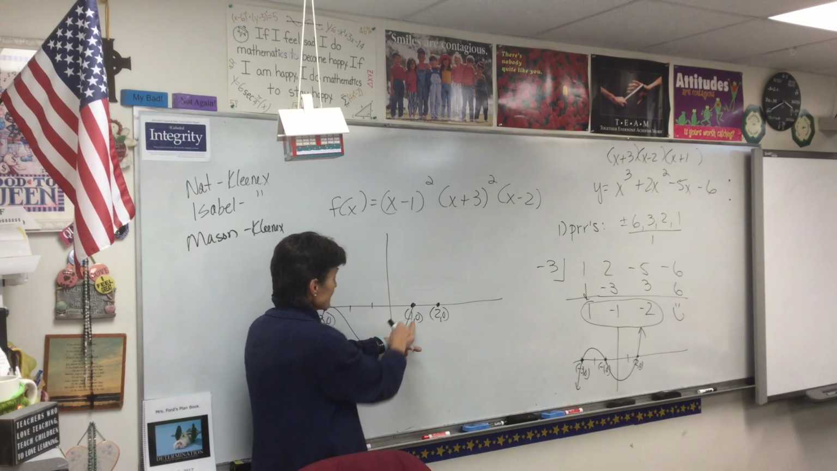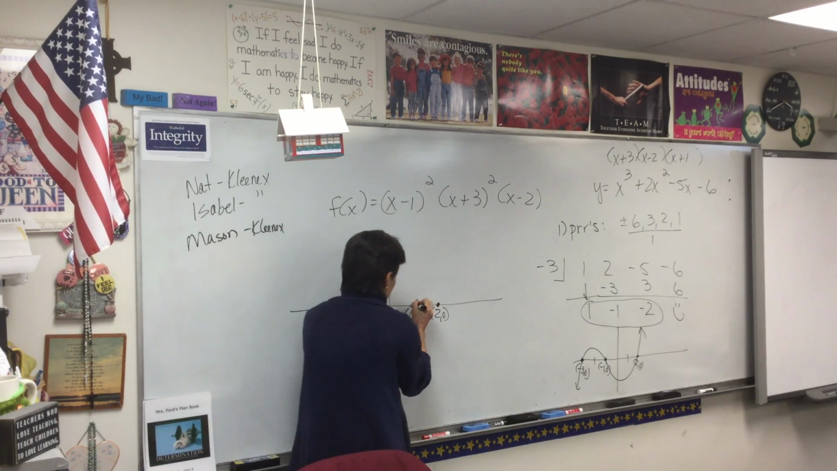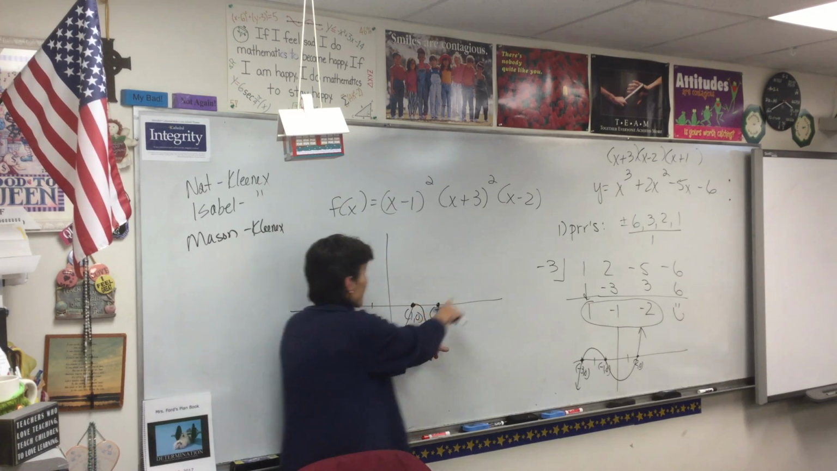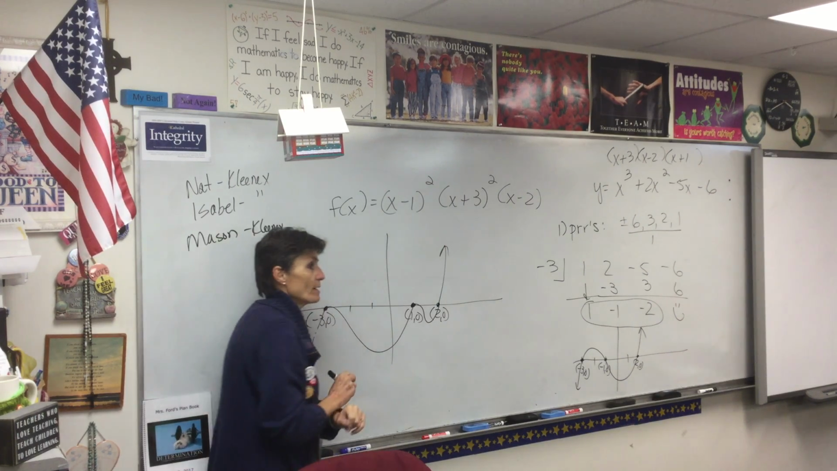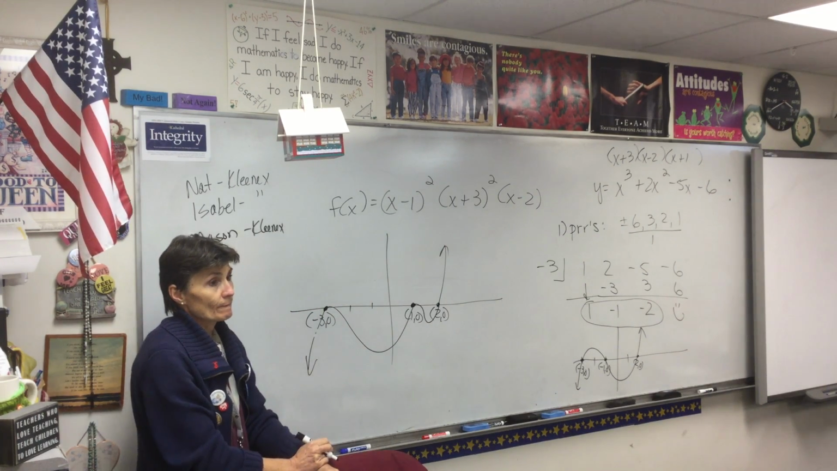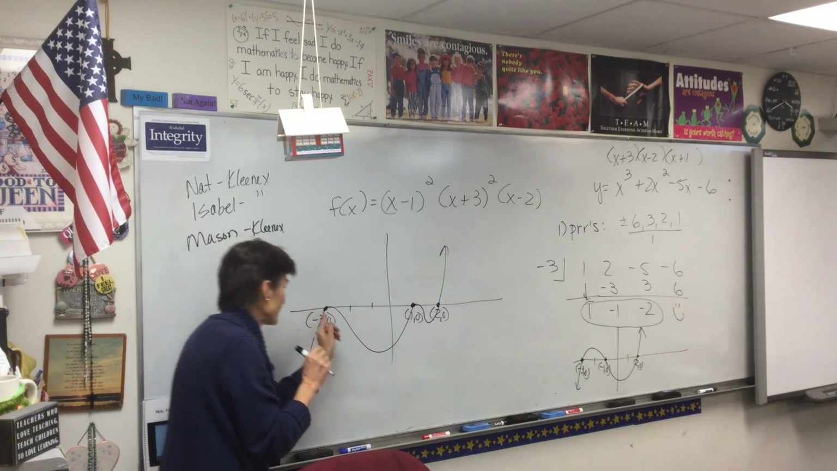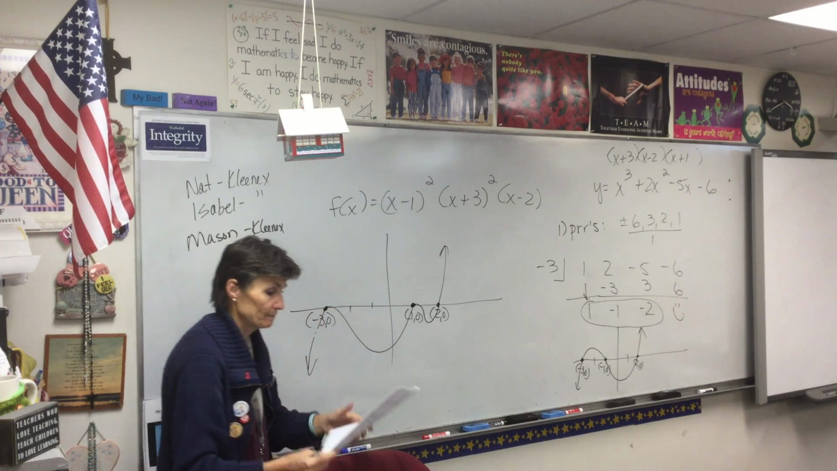Now, the parentheses that gave you that dot is right there. It bounces. The parentheses that gave you that dot isn't squared, so it's going straight through. Look at the parentheses that created the dot. That's how you know if you bounce or not.